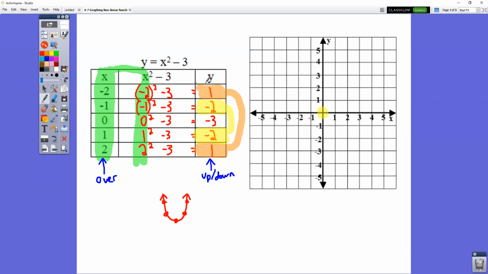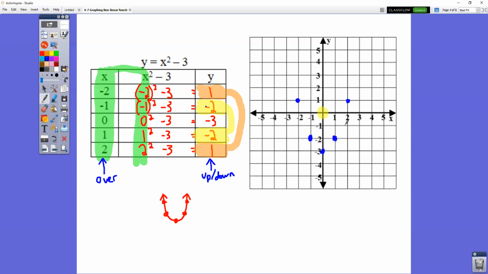So the point -2, 1. Starting in the middle, we're going over to -2, up to +1. There's our first dot. -1, -2. Over to -1, down to -2. 0, -3. Starting in the middle, over 0, down to -3. 1, -2. Starting in the middle, over to 1, down to -2. And 2, 1. Starting in the middle, over to 2, up to 1.